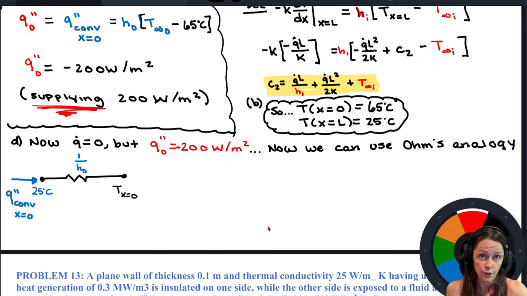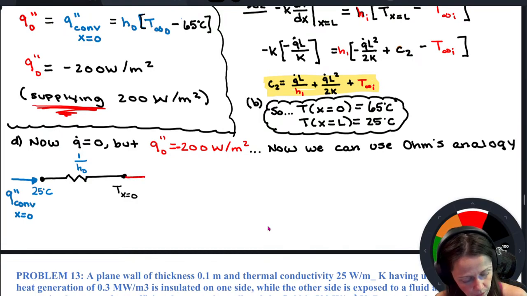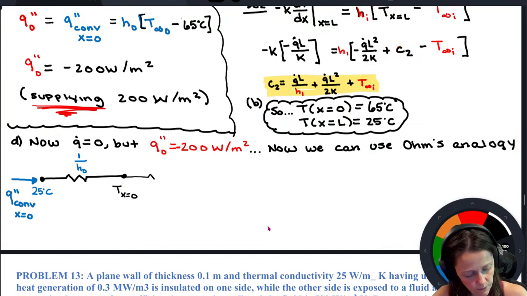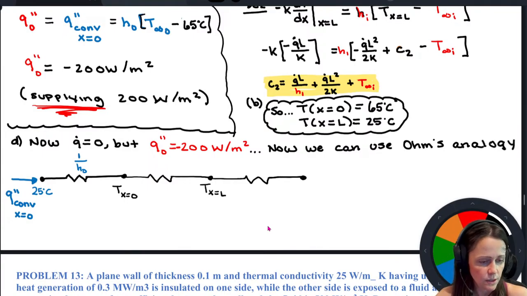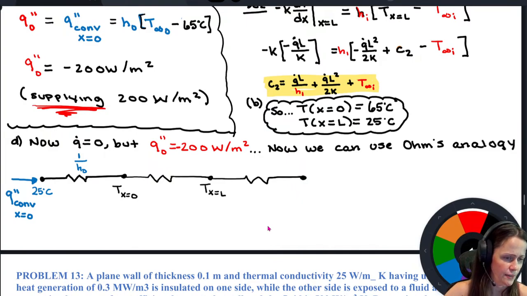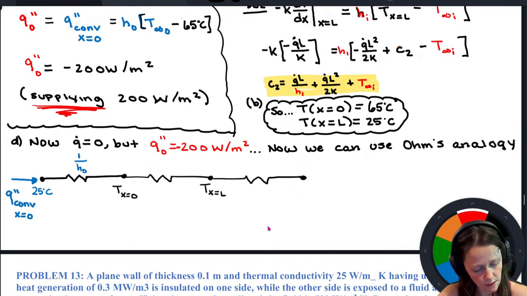And then I'll have a resistance to conduction. And then I'll have a T at x equals L. And then I'll have another resistance out here. And this is going to be my T infinity inner, and this was the 50 degrees.